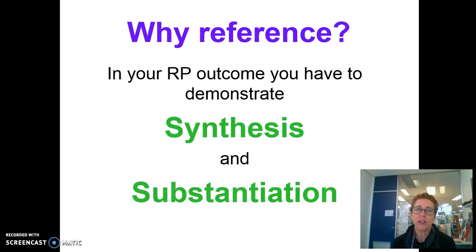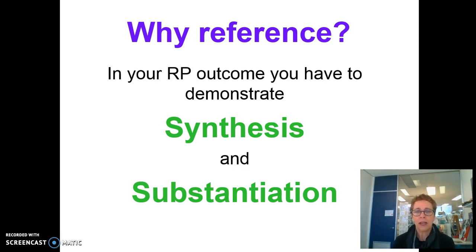In the research project, your referencing demonstrates synthesis and substantiation, and synthesis and substantiation are two key areas that you are assessed on in your research outcome. So synthesis means bringing together all the different parts of your research into this new thing which you're creating, which is your research outcome. So you might have got interviews, you might have got journal articles, you might have got information from all these different places, and you're going to bring it together into this one thing, which could be a written report or a PowerPoint or a video or whatever it is you've chosen to do.